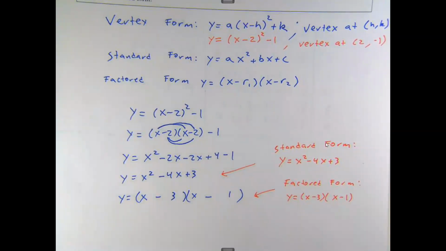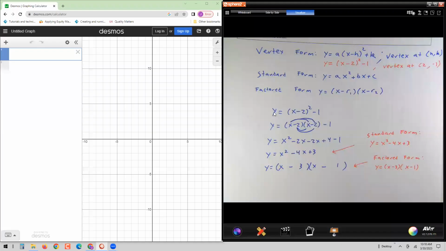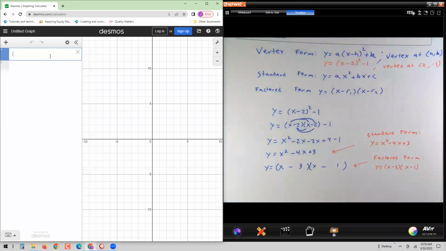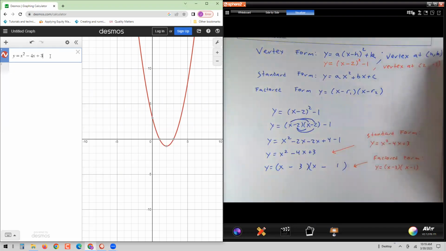Now I want to show you what this looks like in Desmos. So I'm going to type in, and I can type in any of these equations. These are all the same equation. I find that standard form is usually the easiest for me to type in. I don't have to be worried about parentheses. So that's really the strength of this standard form, is it's nice to write. But I should still be able to see the vertex (2, -1). Let me verify. (2, -1), yep.